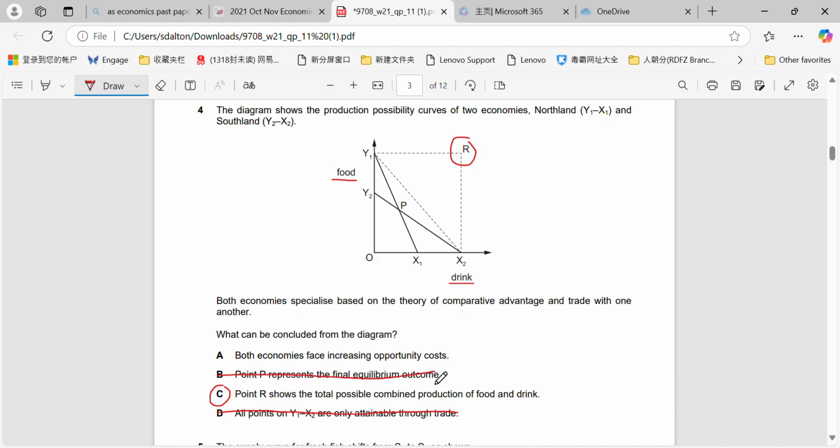Point P is just showing the fact there is no equilibrium outcome when it comes to a trading possibility curve or a PPC curve, right? Remember, that's not what they're designed to show. And for A, they face increasing opportunity costs. That's not true. Remember, increasing opportunity costs would be if the PPC was curved, like so. Good A here and good B. That would represent increasing opportunity costs.